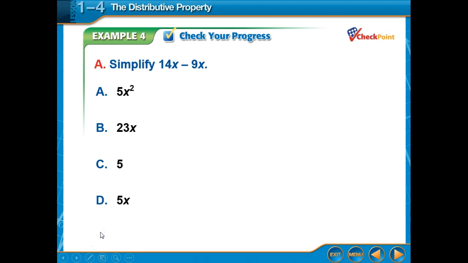Check your progress by simplifying 14x minus 9x. Noticing that the terms are alike, you should have chosen D, 5x. You have 14 x's and you're subtracting 9 x's for an answer of 5x.